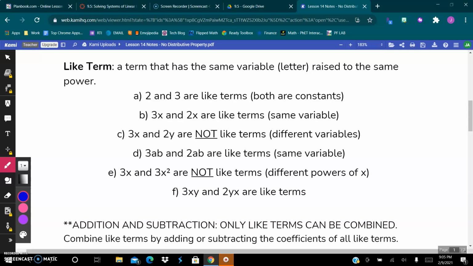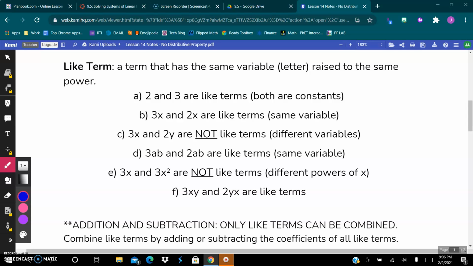For part B, we have 3x and 2x. They are like terms as well. They have the same variable. So we could combine those. If I wanted to add those, I would have 3x plus 2x. That would mean I'd have 5x's. So just think about that variable being like apples or oranges. If I have 3 apples and 2 more apples, then I have a total of 5 apples. Well, they're not really apples in this case, they're x's.